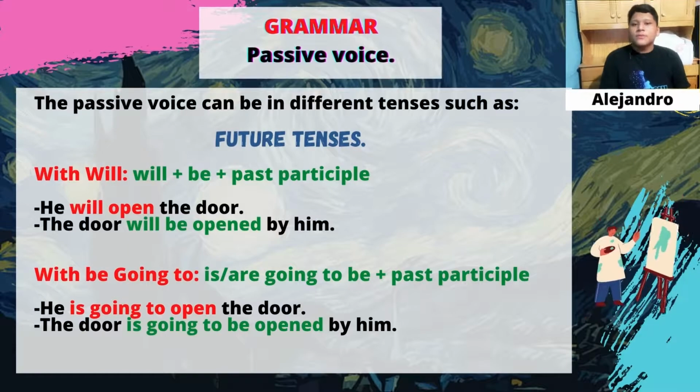Let's keep talking about passive voice. The passive voice can be in different tenses, such as future tenses. We can use it with will, and the structure is will plus be plus past participle. For example, he will open the door. In passive voice, it is the door will be opened by him. Then we have the uses with be going to, and the structure is am, is, or are going to be plus past participle. For example, he's going to open the door. In passive voice, it is the door is going to be opened by him.